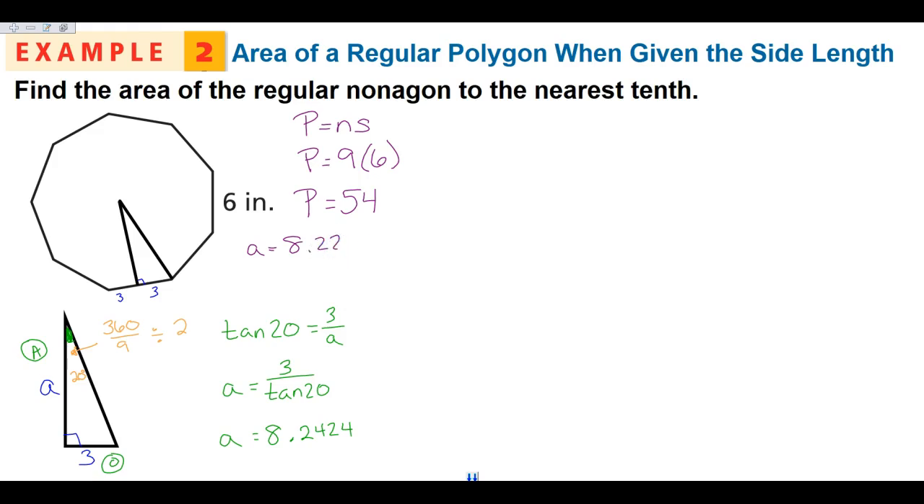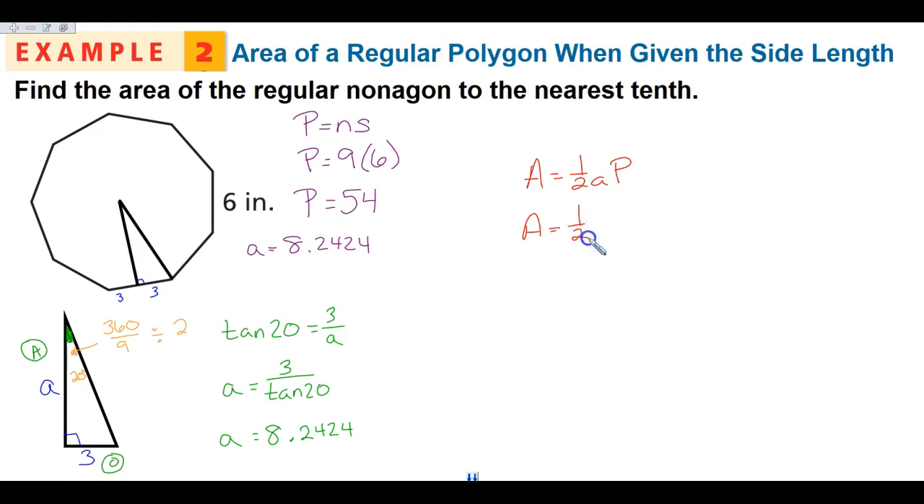8.2424. Again, do not clear your calculator. Do not take that number out. Leave it in your calculator. All right, then we can use our 1/2 AP formula. So my area is 1/2 AP.